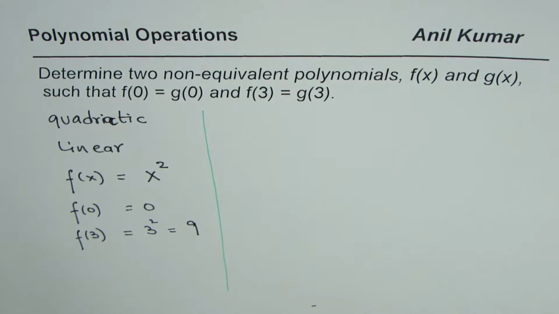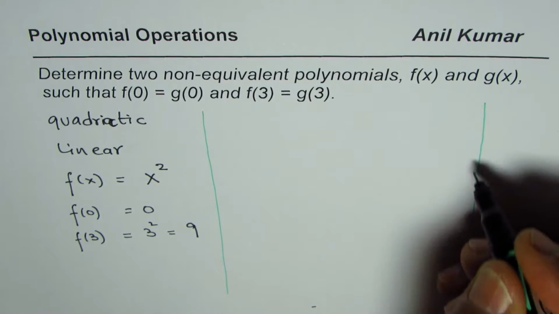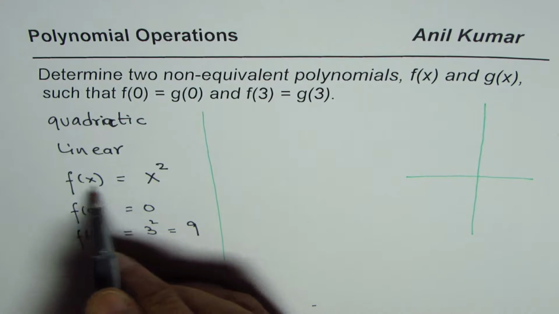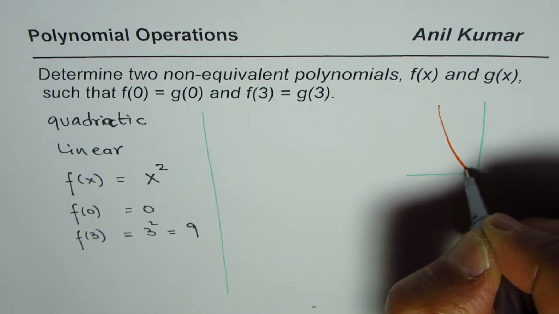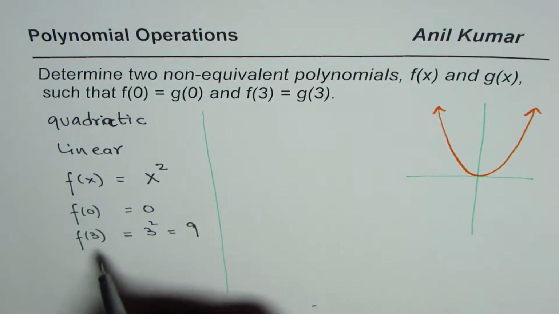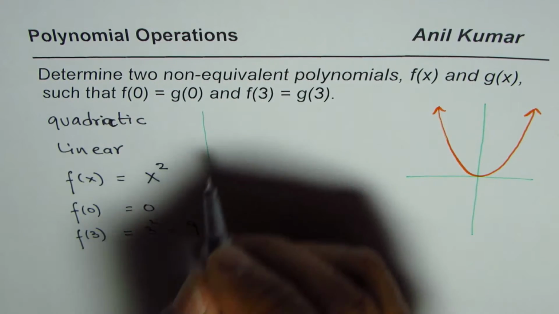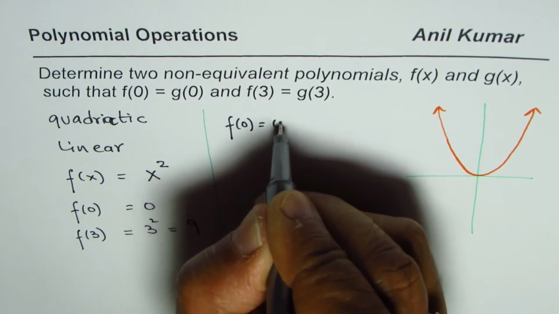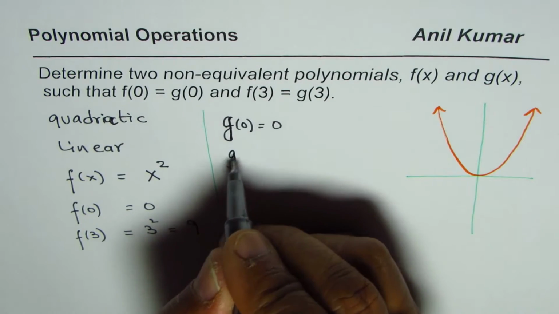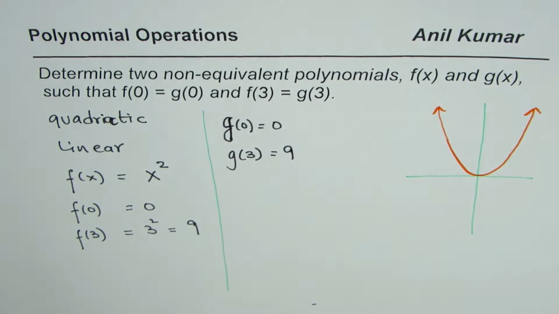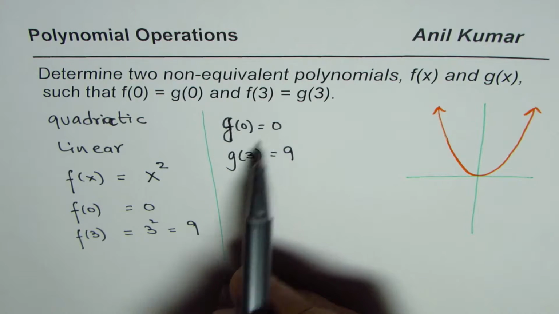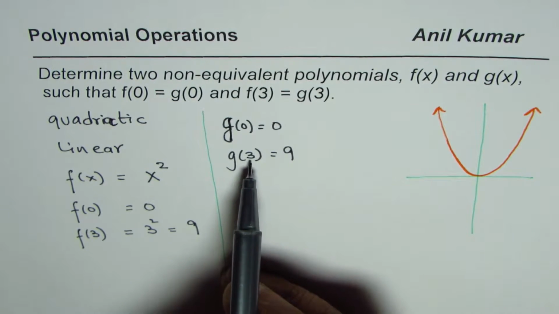So let me sketch on the side and show you what we are trying to do. In this particular case, f(x) is x squared, so it's kind of like this. That's an approximate diagram, and what we need to do is define another function whose value at 0 is 0. Let me call this g, since that should be equal to f(0), and g(3) should be equal to 9. So we need another polynomial whose value at 0 matches with this value and whose value at 3 also matches.